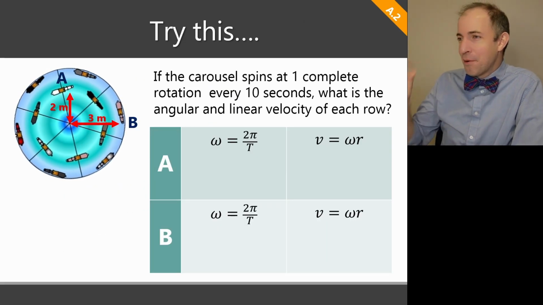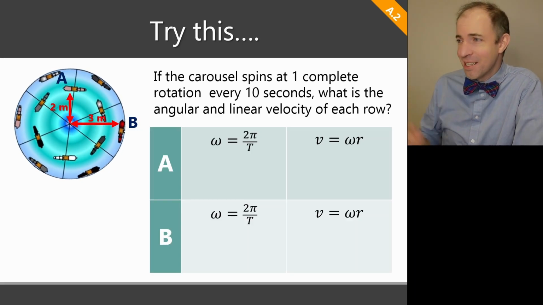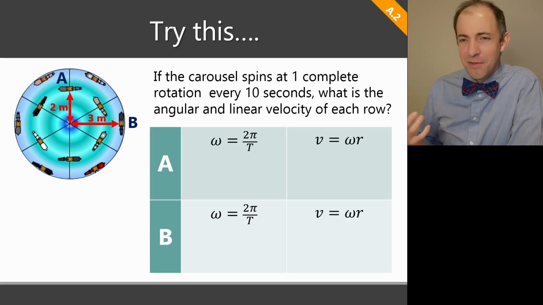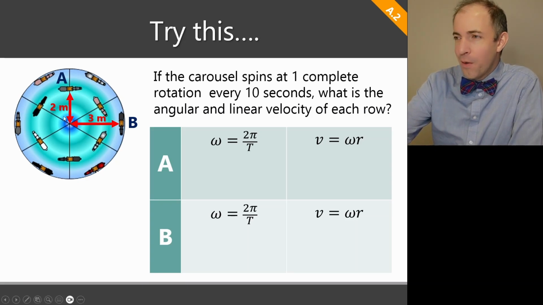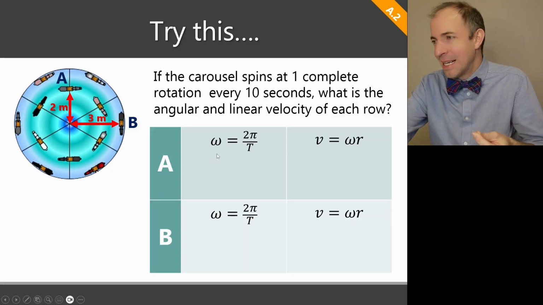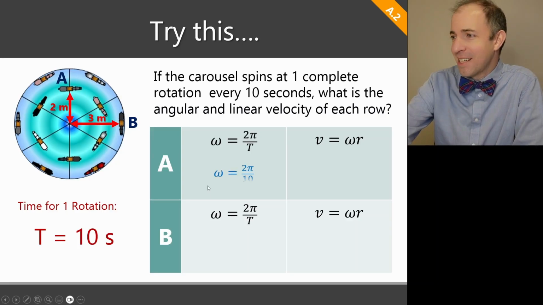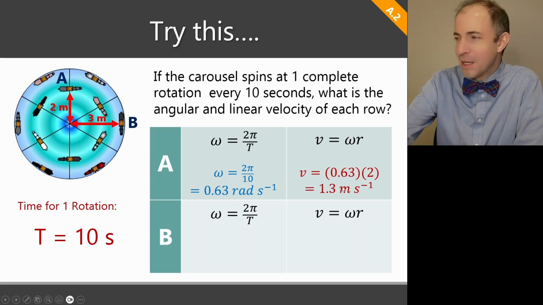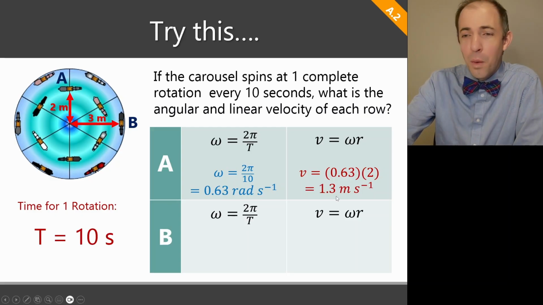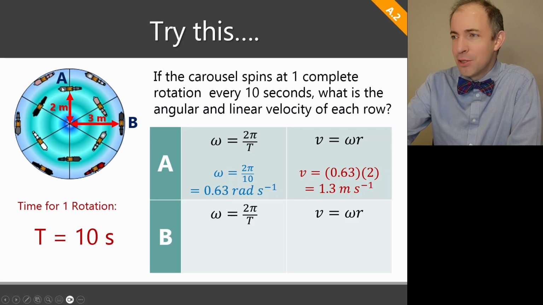All right, let's look at an example comparing these two ideas. If the carousel spins at one complete rotation every 10 seconds, that's what's animating now, what is the angular and linear velocity of each row? Well, each row here has a different radius, so that's probably going to play into this. If I'm trying to find omega, the angular velocity is 2 pi over t. The time is 10 seconds to go around once, so 2 pi over 10 is 0.63 radians per second. If I took that to solve for v, 0.63 times the radius, 2, is 1.3 meters per second. So two different ways that it can describe the velocity, how much A is moving.